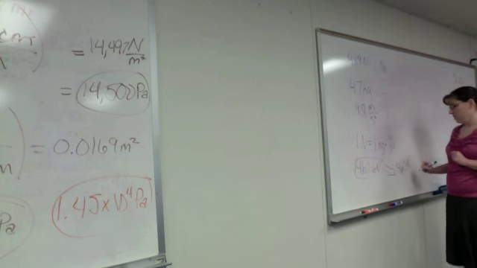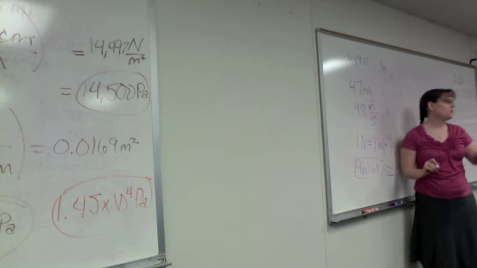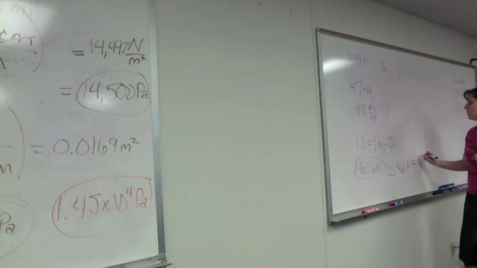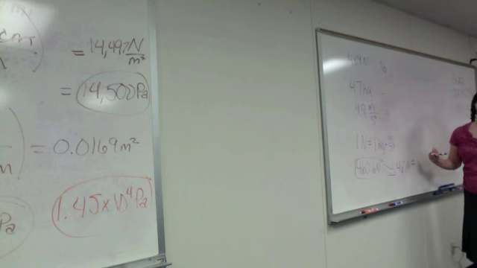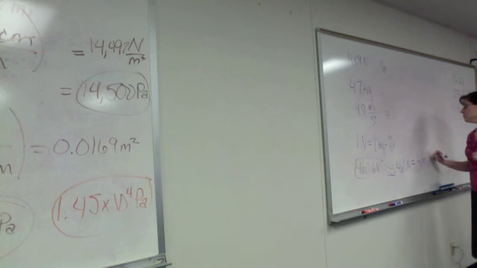460 is 4.6 times 10 squared, because two significant figures. So that equals 4.6 times 10 squared.